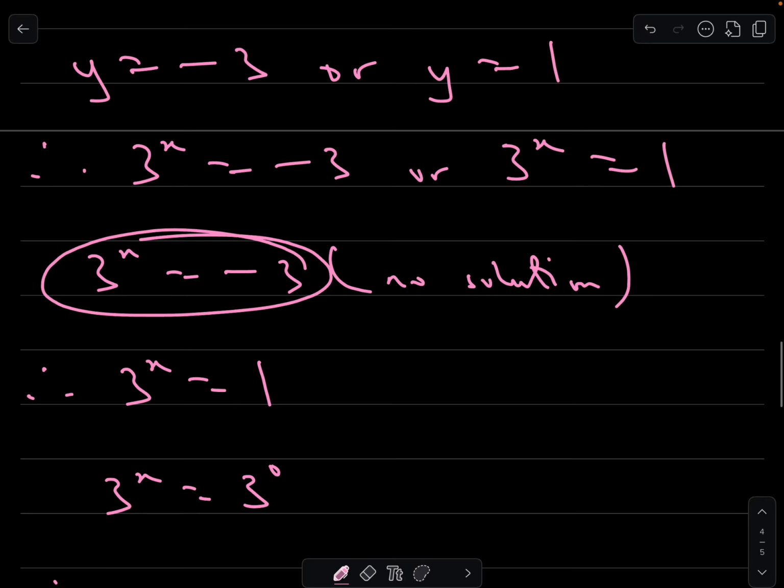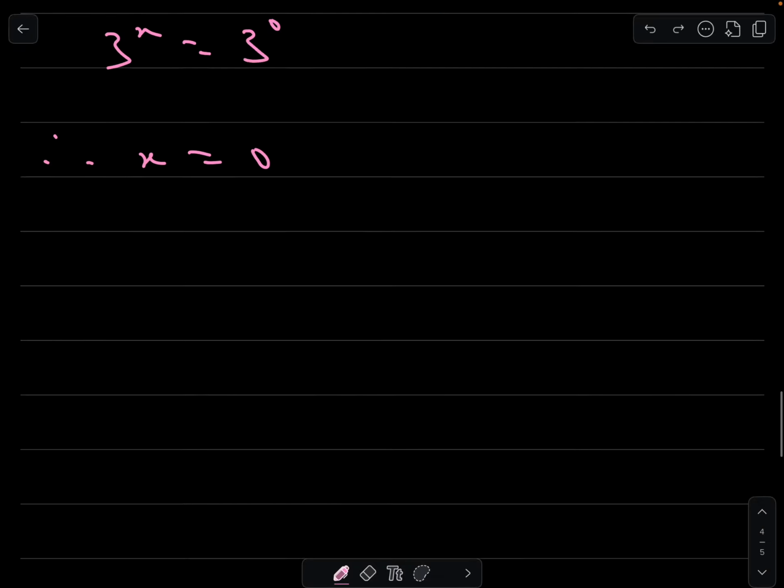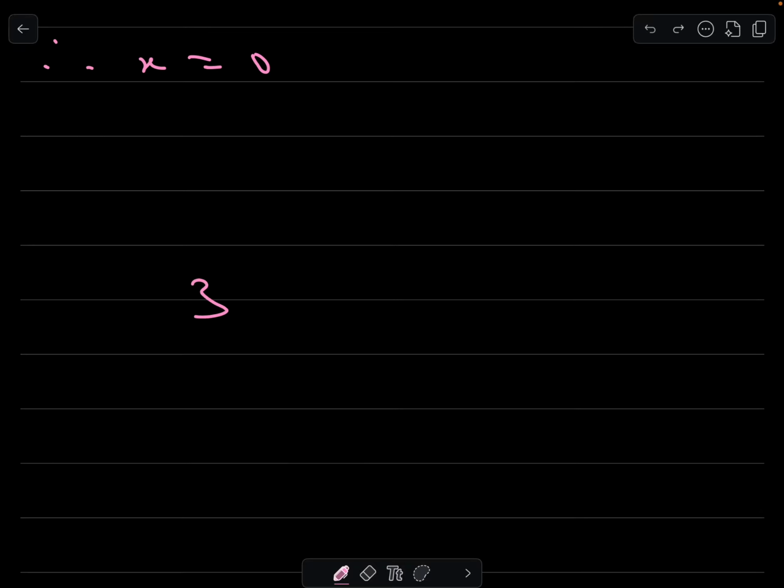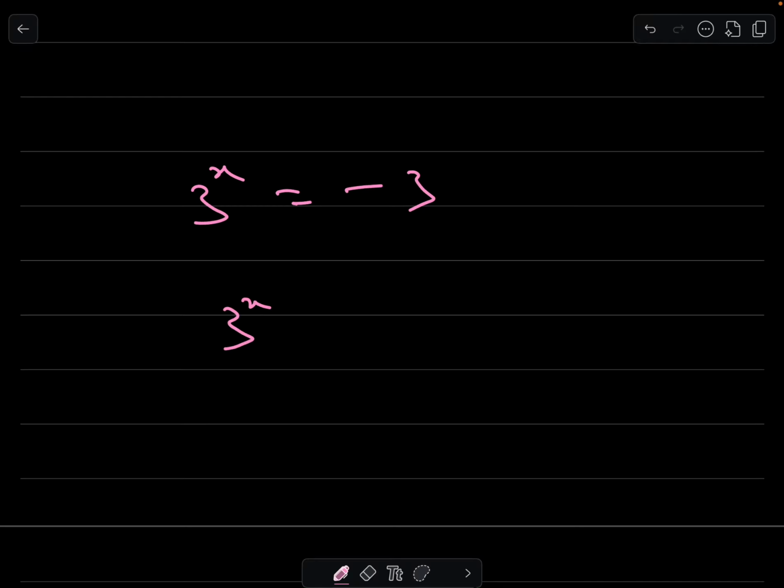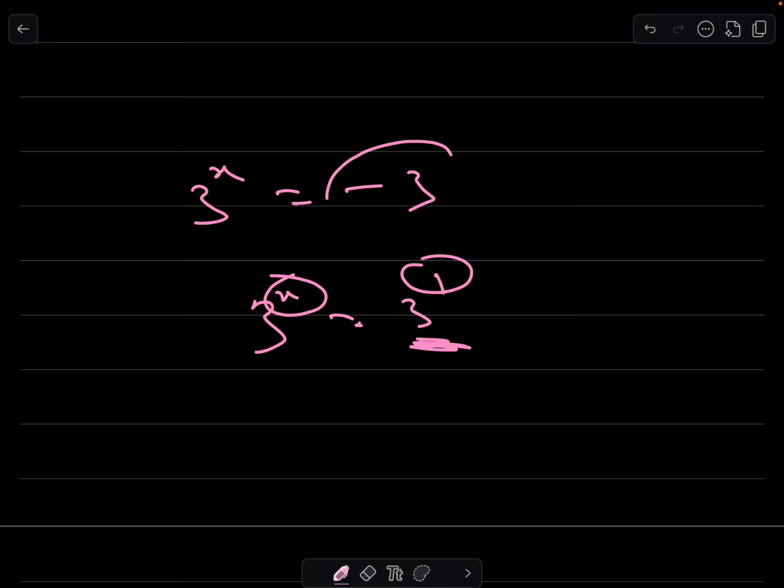Let's check this again. If 3 raised to power x equals minus 3, you cannot say 3 raised to power x equals minus 3 raised to power 1 and then say x equals 1. No. If what's on the right hand side is a negative value, you can only say 3 raised to power x equals 3 raised to power 1 and equate the powers if this is plus 3 and not minus 3.